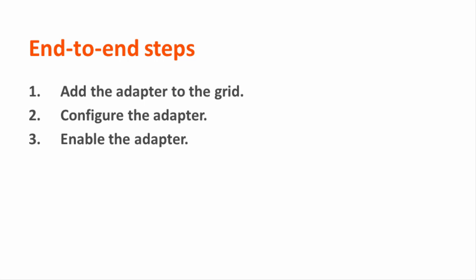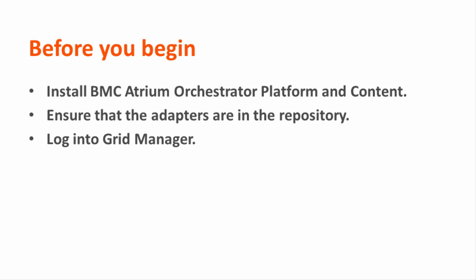use the adapter. Before you begin, you need to have installed BMC Atrium Orchestrator platform and content. Verify that the adapters that you will be adding to the grid are in the repository. You should be logged into Grid Manager. For information about installing the BMC Atrium Orchestrator platform and content, as well as adding content to the repository, see the BMC Atrium Orchestrator platform wiki.